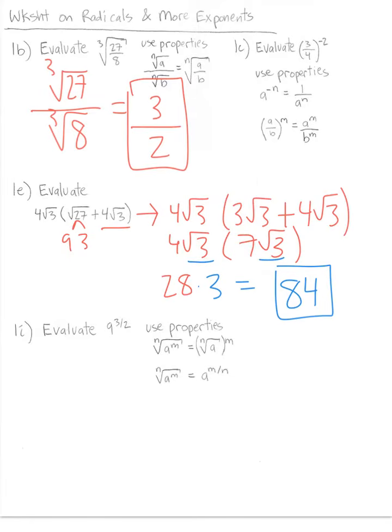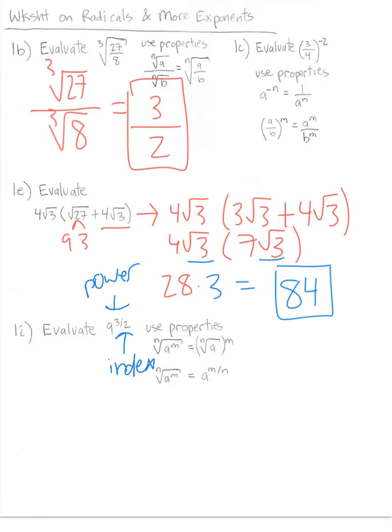This is called, when I have 9 to the 3/2 power, this 3/2 is called a rational or fractional exponent. And rational or fractional exponents can also be written as radicals. So these properties are really important as well. Here's the deal on these. The top number, the 3, is your power, and the bottom number, the 2, is your index.